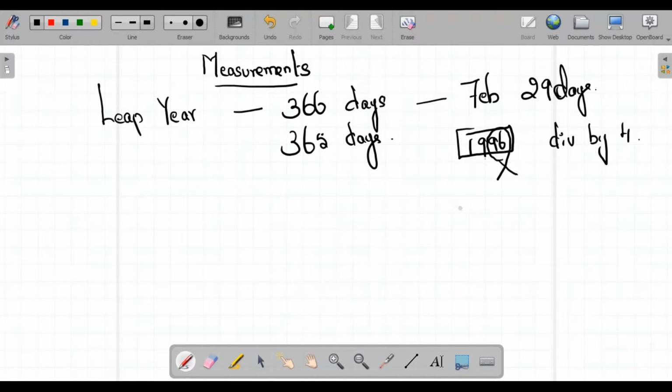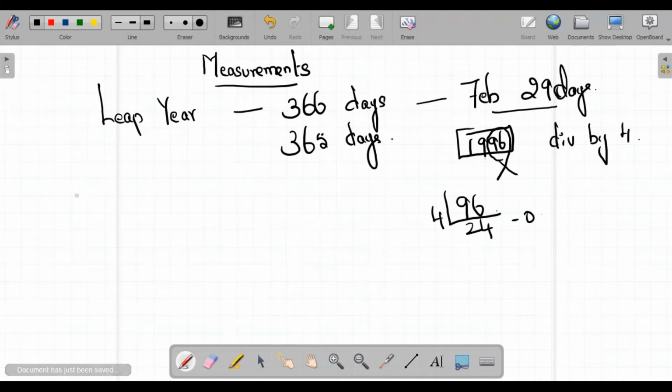So in this case, if I divide 96 by 4, let's see if we get a remainder. 4 2s are 8, you get a remainder 1, bring down 6, so this is going to be 16. 4 4s are 16, giving 24, 4 24s are 96, which gives 0 as a remainder. Which means 1996 is a leap year, which means February of that year has 29 days. Now with this information, let us see how to calculate the number of days between any two given dates.